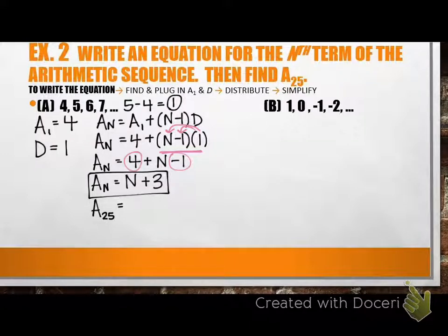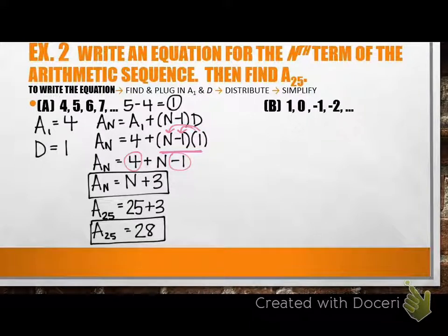Now, this is the next part where everyone tries to get confused. Instead of an N, what number have they put in place of N? 25. So when we go into the equation, n plus 3, what number are we supposed to put in place of n? They put 25 in place of n and said A sub 25. So 25 is what we are plugging in. Now we do the math. What is 25 plus 3? 28. So the 25th term in this list would be 28. That means if I sat here and added 21 more times, I would end up at the number 28.